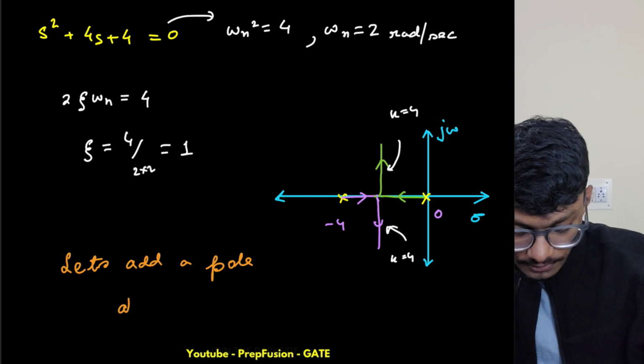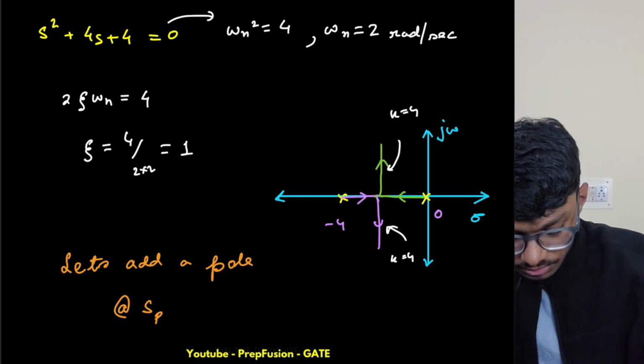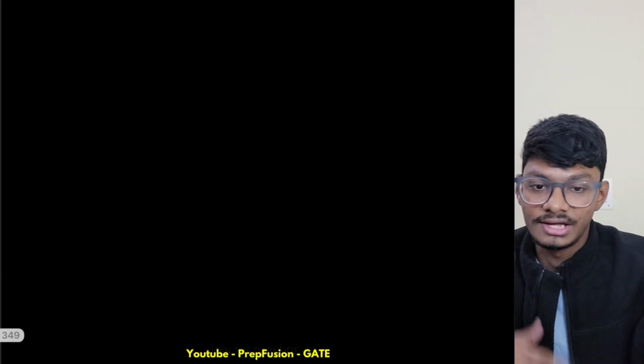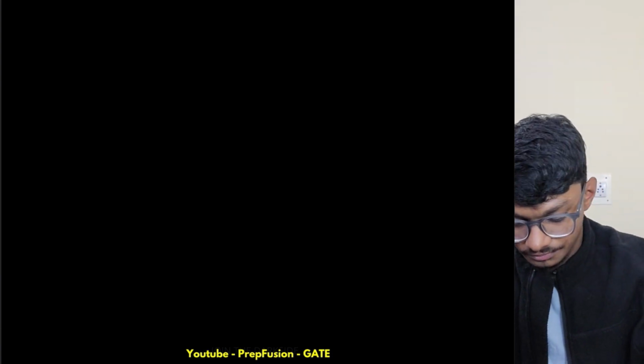Add a pole at s equals to -10. Let's see how it affects the time domain parameters here. So what happens to the OLTF?